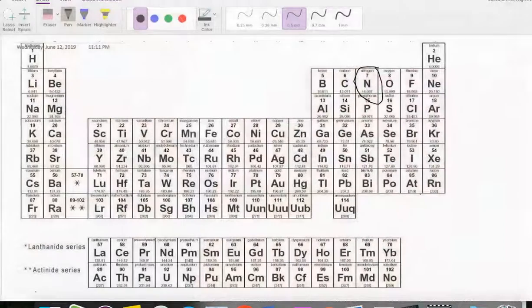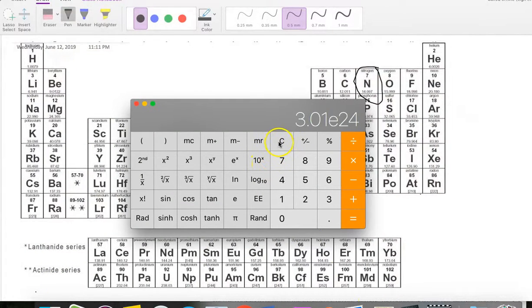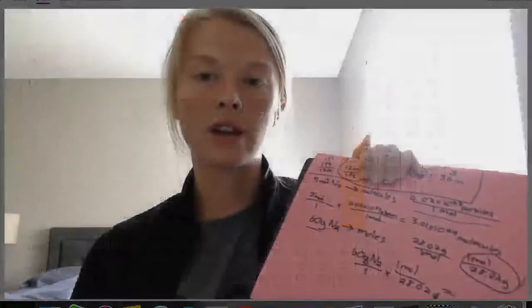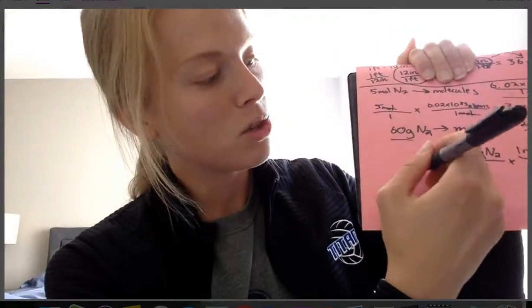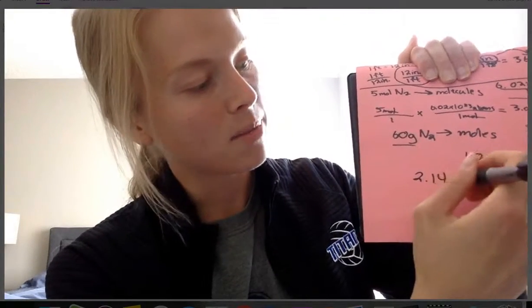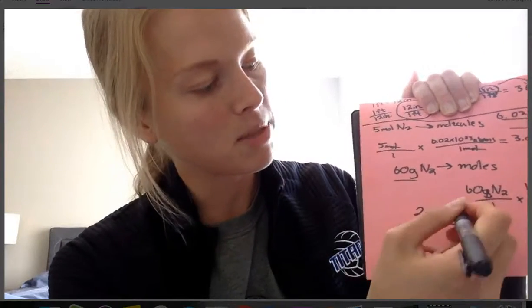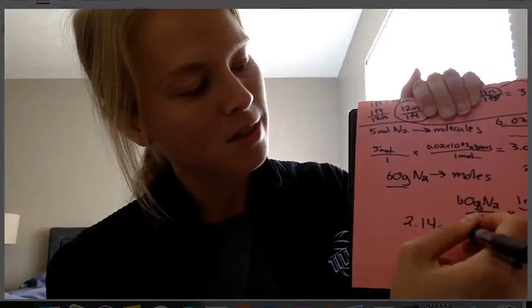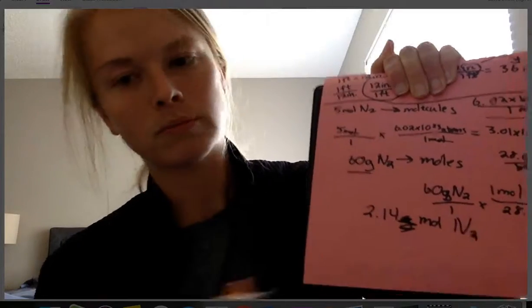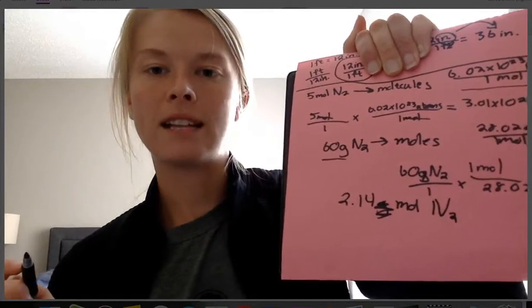All right, so let's pull out my calculator again. Here we go. We need to take 60 grams divided by our molar mass of N2, which is 28.02. And we should end up with 2.14 grams. So my total answer here is going to be 2.14 grams. Oh, sorry, not grams. We canceled out grams. 2.14 moles of N2 for my final answer. So that's the basics of stoichiometry.